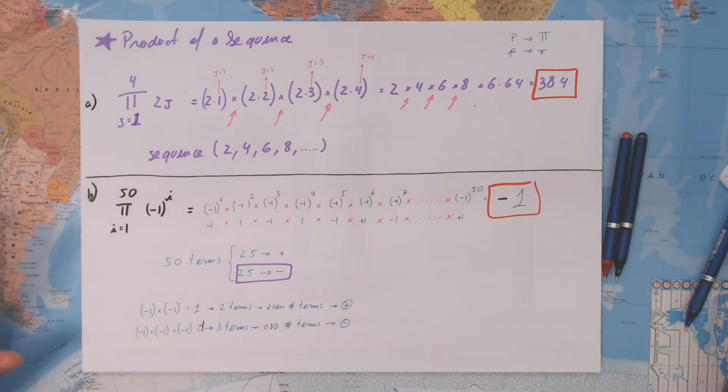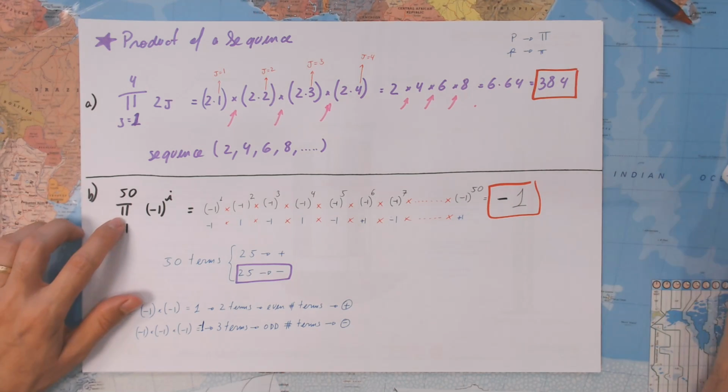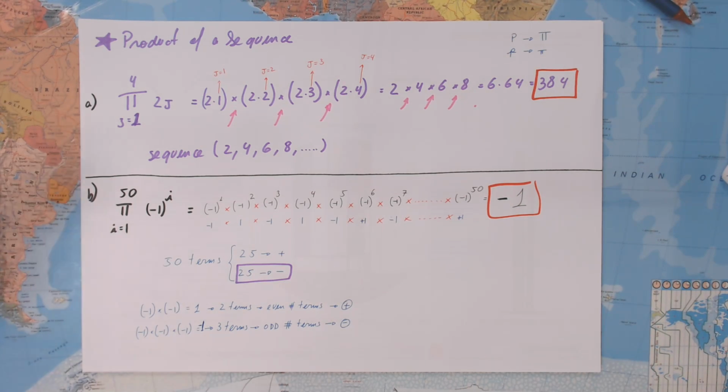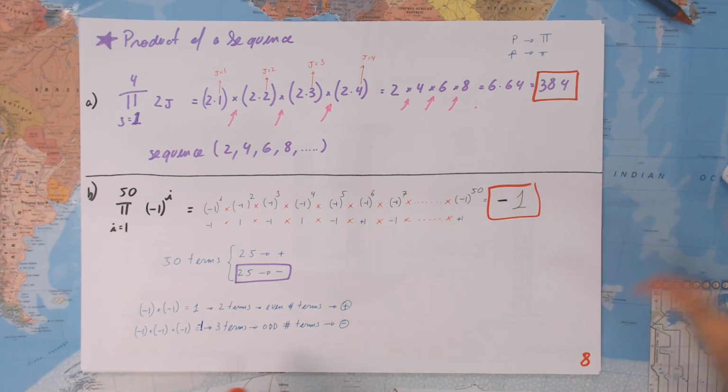I'm not going to do any more exercises of product because it is not very common. What you use most of the time is the sigma. It is the sum. This is the sum of a sequence. And of course, I always forget, this is page number 8. Just in case you said, oh, I just missed page number 7.